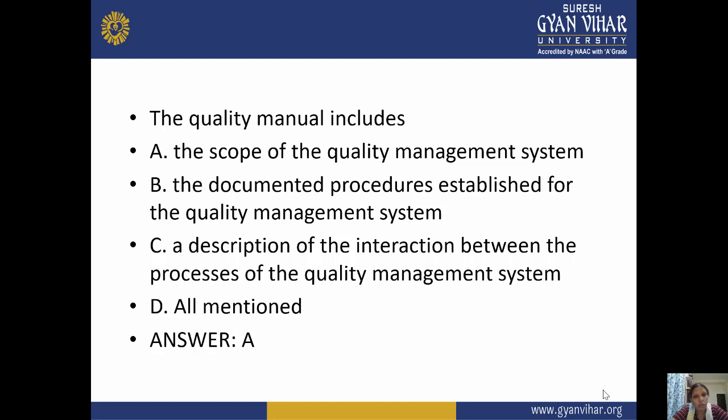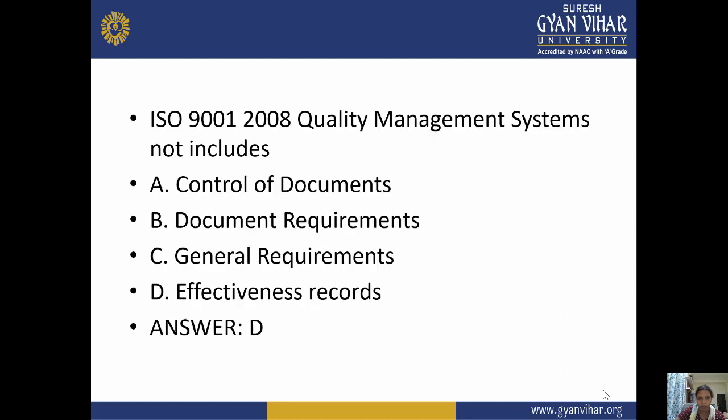Now, the quality manual includes the scope of the quality management system, the documented procedures established for the quality management system, and a description of the interaction between the processes of the quality management system: all mentioned. Answer A is correct. That is, all mentioned is the right answer, as the quality manual includes the scope, the documented procedures established for the quality management system, and a description of the interaction between the processes.